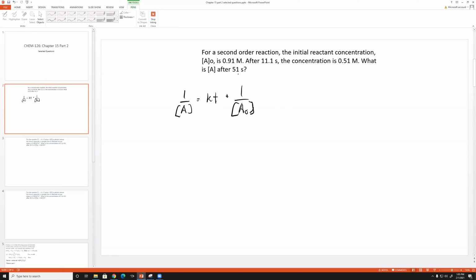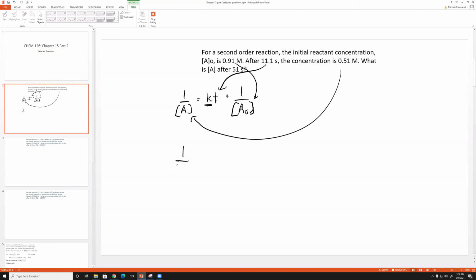But what we can use from the equation is we can plug in values. So when A0 is 0.91, we can put that into A0. After 11.1 seconds, it's 0.51. So what we can do is plug in our time and our new A concentration to solve for K. Then we can use our newfound K, since K is the same for every reaction condition. It doesn't change. What we can do then is put in 51 seconds and determine our new concentration of A after 51 seconds.